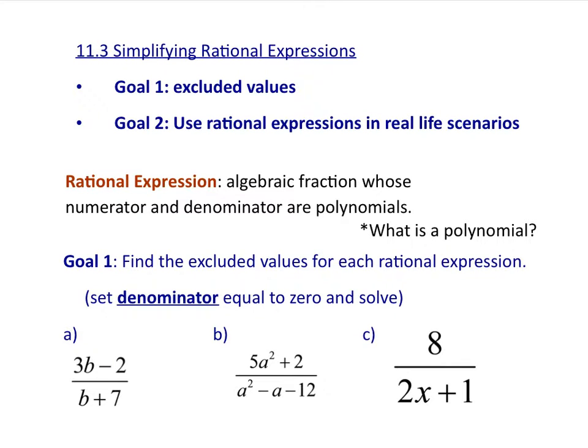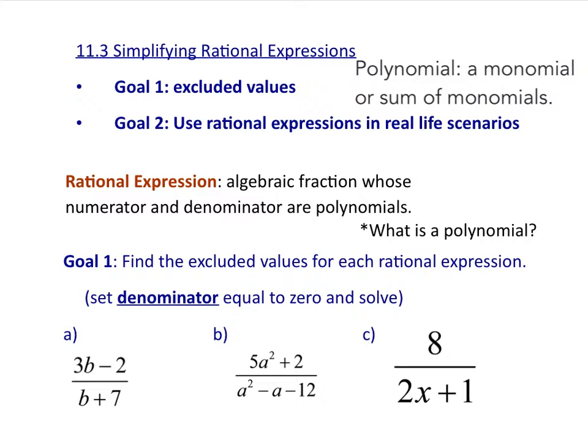So a few goals for us today under 11.3, simplifying rational expressions. The first goal is to find and identify excluded values. So if you can recall, a rational expression is an algebraic fraction whose numerator and denominator are polynomials. What is a polynomial again? You guessed it. A polynomial is a monomial or sum of monomials. So let's look a little bit more at our goal number 1. Find the excluded values for each rational expression.